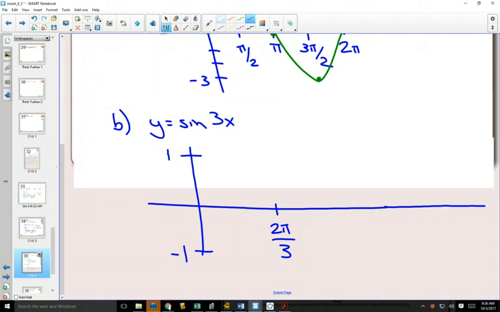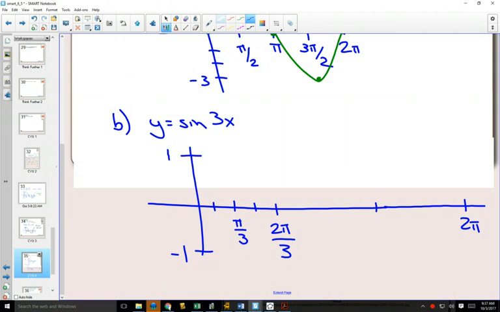If this is 2 pi over 3, does that make sense that if I took from 0 to 2 pi and divided it into 3 equal sections, that this is where 2 pi over 3 would be? Since that's 1 full period, I need to take my full period and divide it into 4 equal sections. What's half of 2 pi over 3? 2 pi over 6 or pi over 3, right?